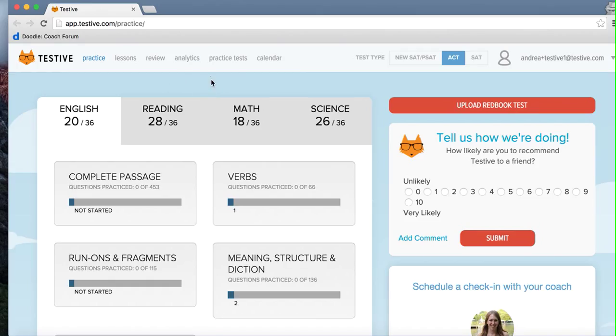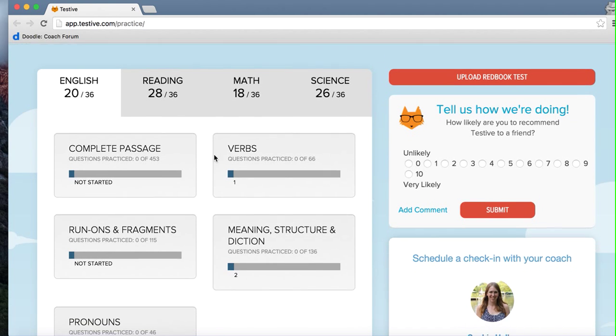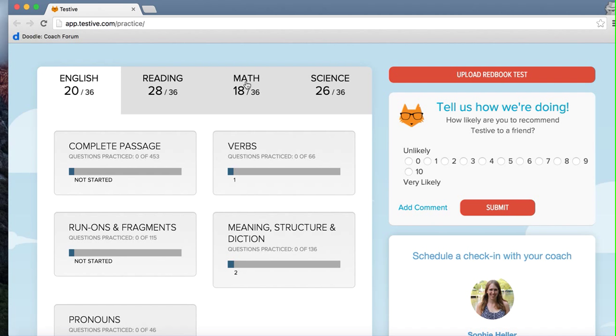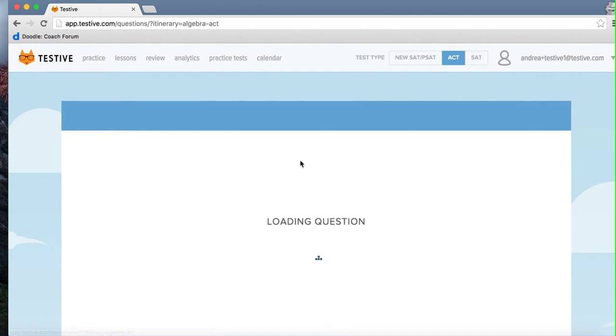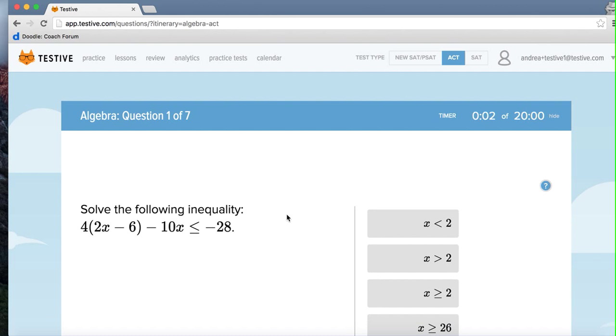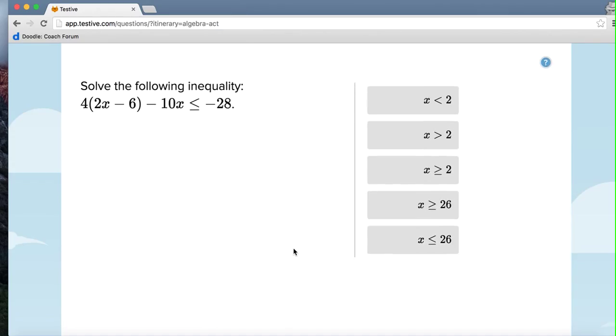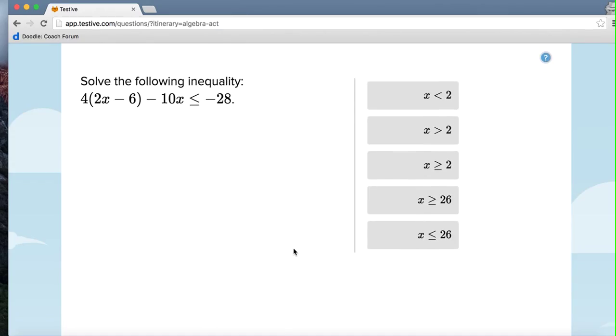And so I want to show you more specifically what I'm talking about. I've logged into one of my students' accounts, and we're just going to do some questions. So why don't we look at the math section? I haven't started practicing yet, but I'm going to go into the algebra section and show you what the review process looks like. And so we see a question here, a little bit of a tough question if we haven't had inequalities for a while, and 5 answer choices.